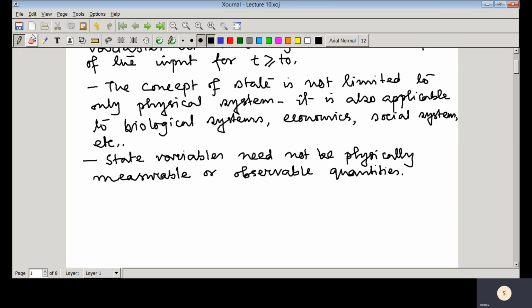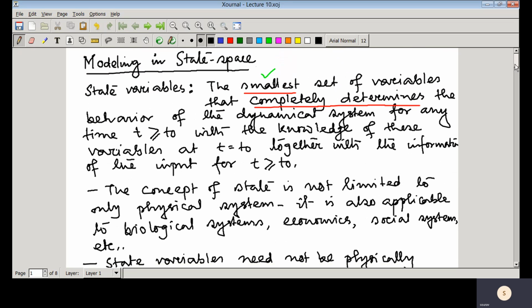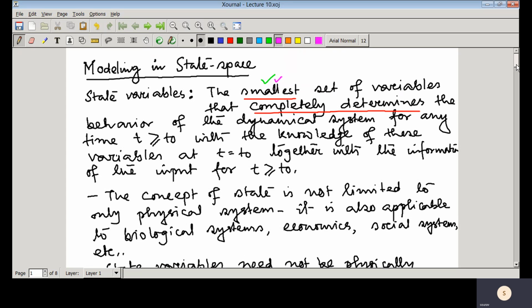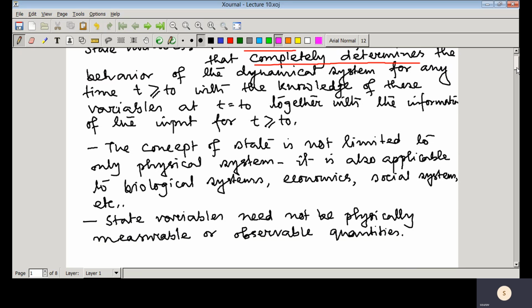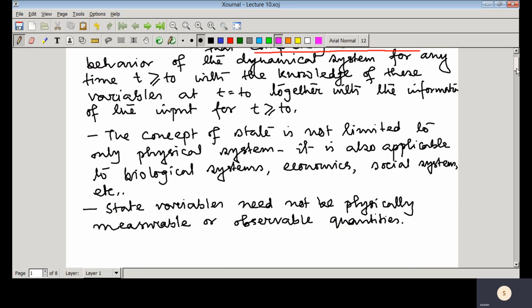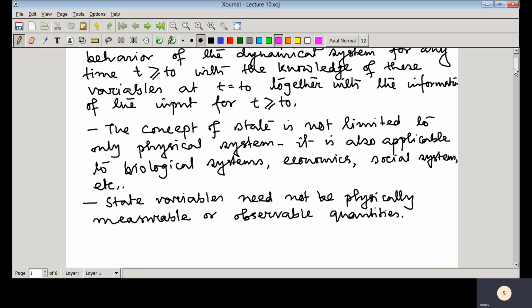So now what we have seen is the definition of state variables, which is very important, and as I have pointed out, the smallest set. So if anyone asks you what you mean by state variables, you need to mention that this is that smallest set of variables that can completely determine the behavior of the dynamical system. And we have seen that the state variable technique is applicable not only to physical systems, but also to other systems like biological systems, economic, social science. And state variables always need not be physical, measurable, and observable quantities.